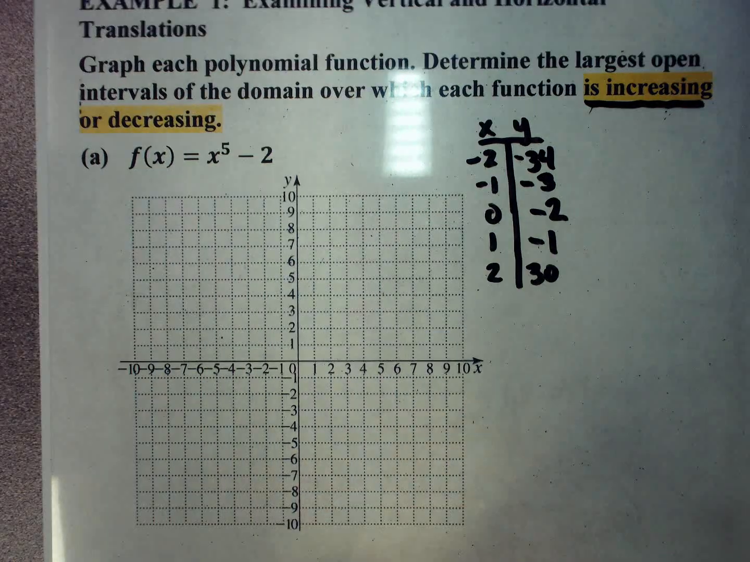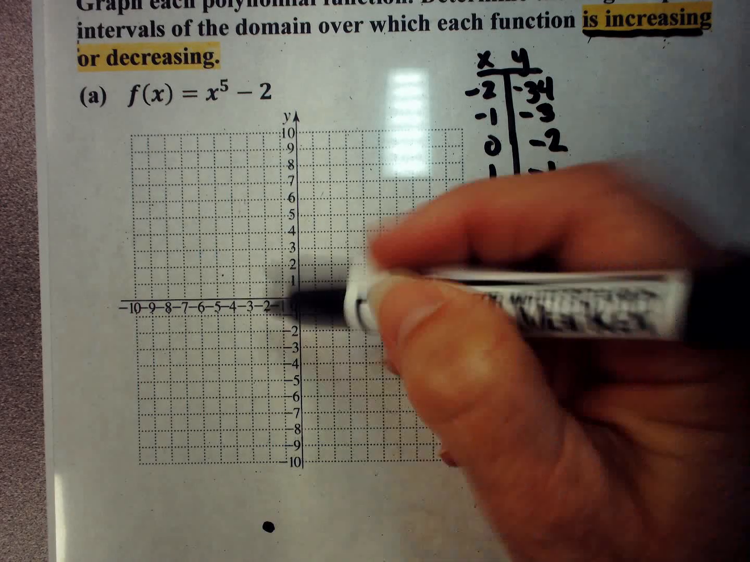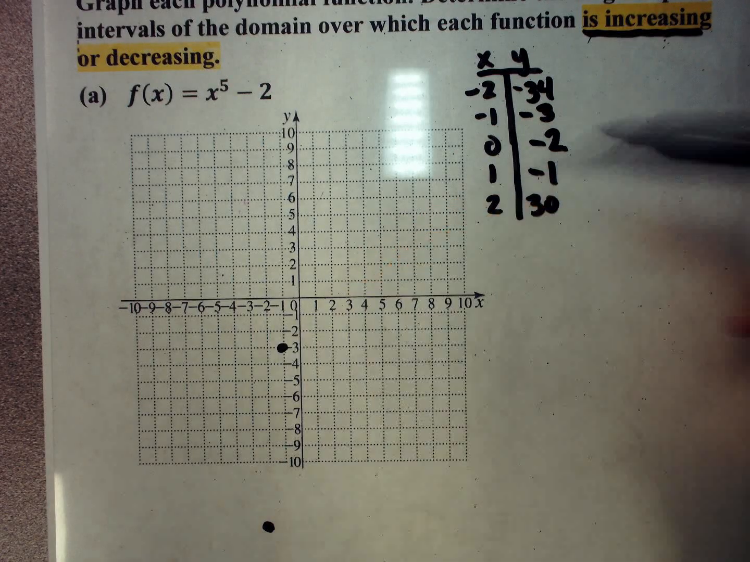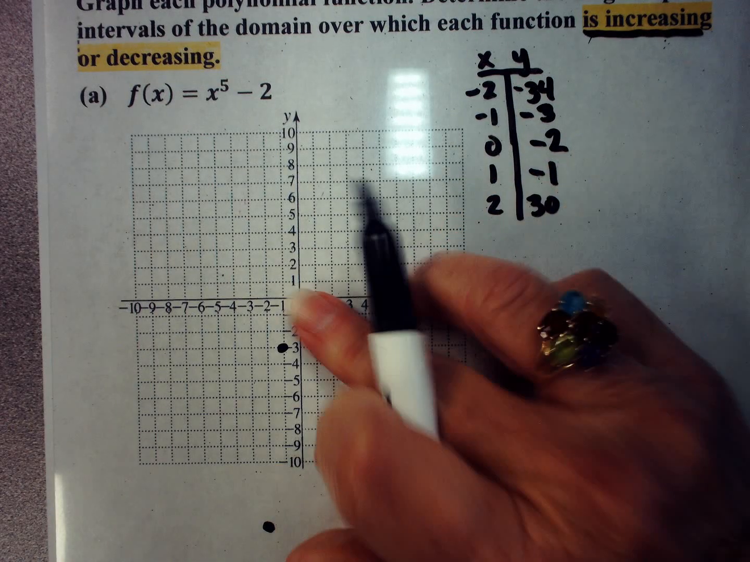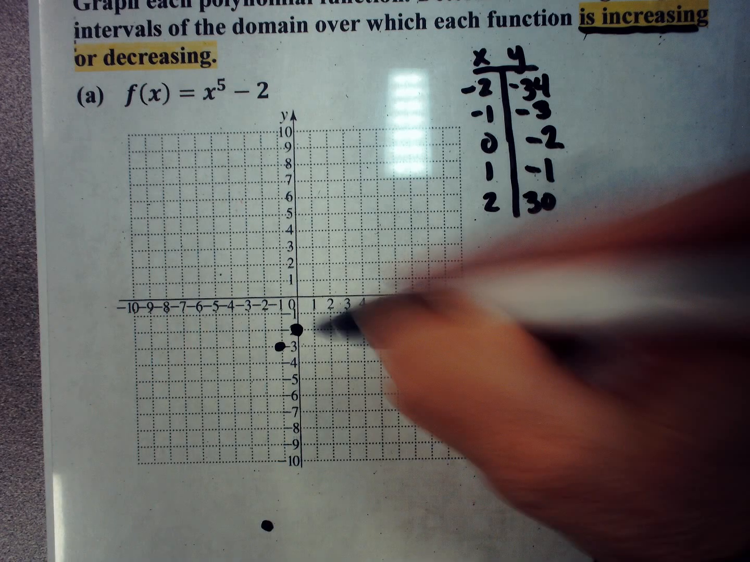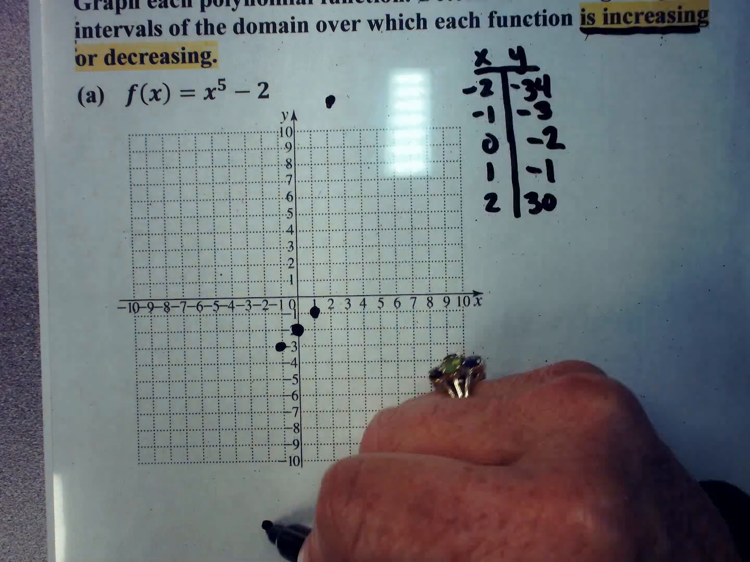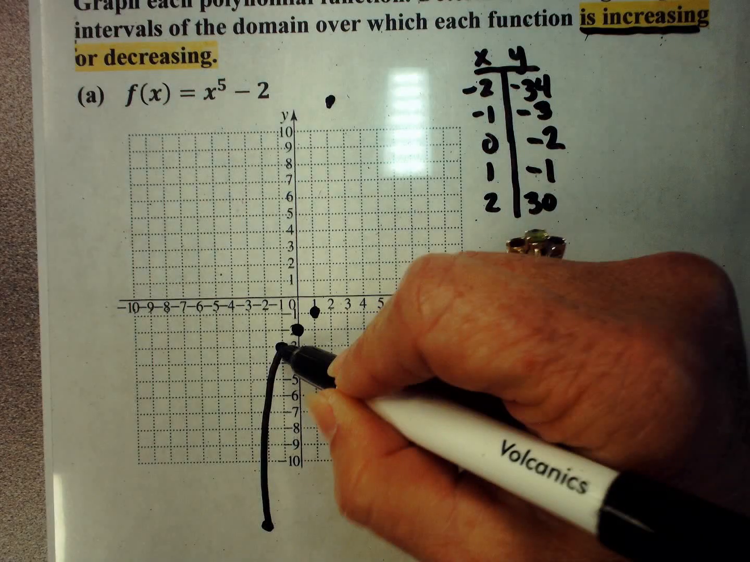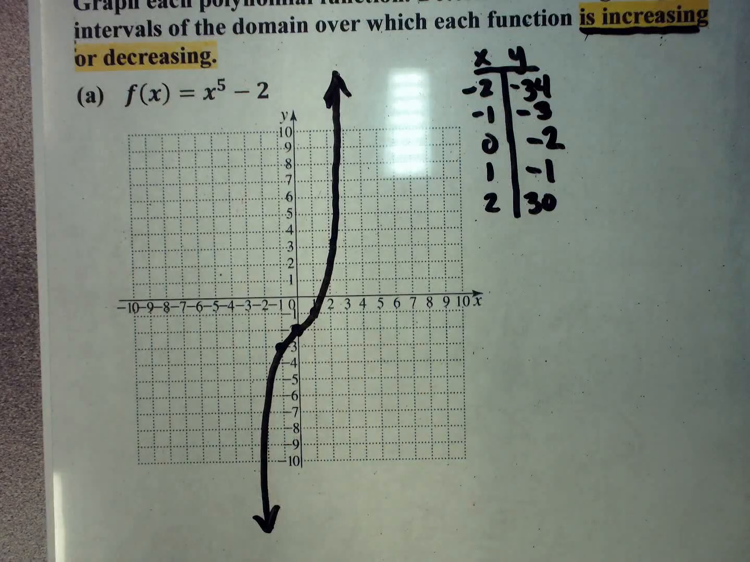So let's say negative 2, negative 30 would be way down here. But then you can get on the graph negative 1, negative 3. Then 0, negative 2. Then 1, negative 1. And then 2 would be up here at 30. So you would come in here, you would follow your points and arrows on both ends. So I do want at least 5 points on these.